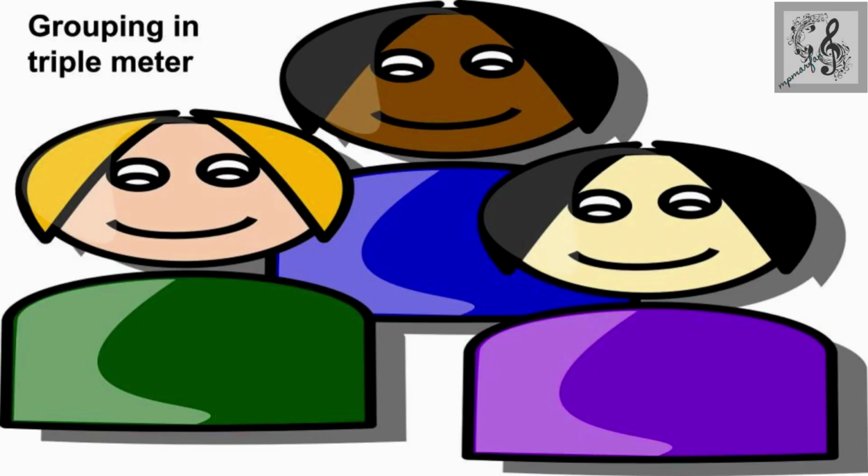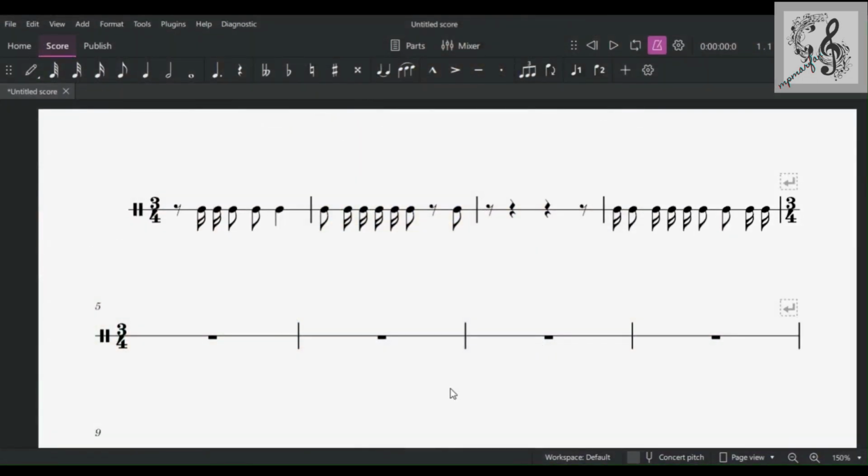Grouping in 3/4 time signature. All right, so let's do one in triple meter. The music looks crazy, and that is because everything is ungrouped, and it makes it a little difficult to see where the counts are, especially when there are so many notes that fall less than the value of 1 count. So we have 3/4, which means every measure is going to hold 3 quarter notes.